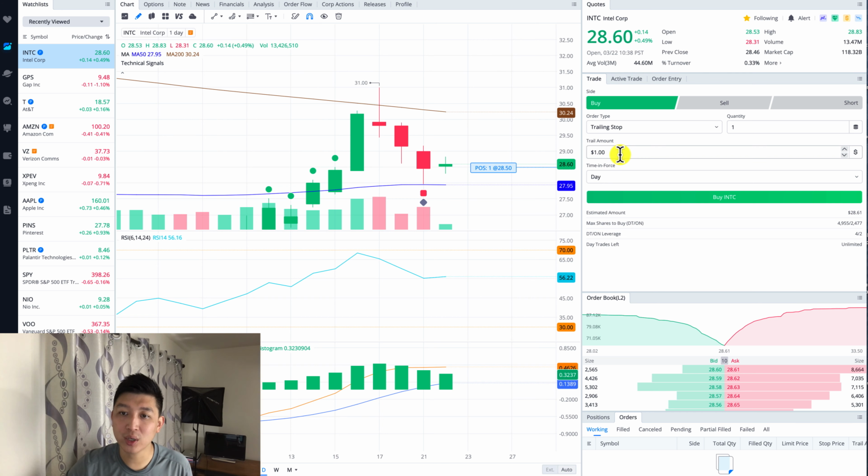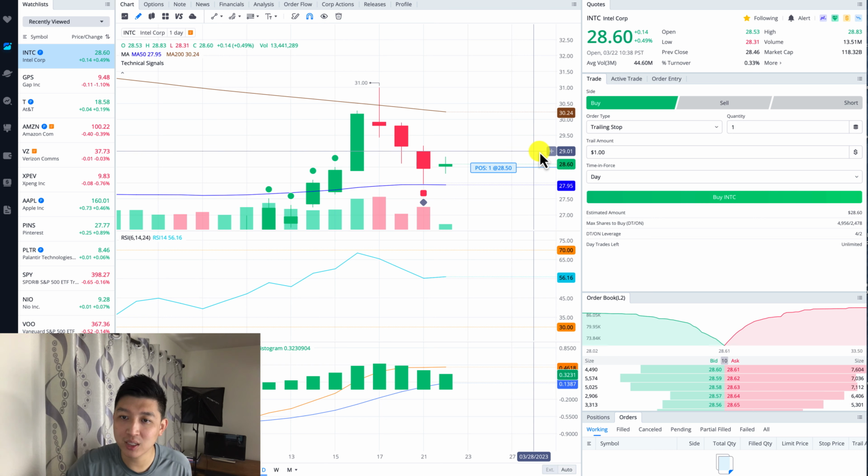If I hit a trailing amount of $1, then the amount will be at 29.60, right? So somewhere around here, and if you can see my cursor. But if the stock price of Intel were to drop down to $28, now my price is going to be adjusted to around $29. I can't get 29 for some reason right over here. So if you can see my cursor, it's going to be $29.